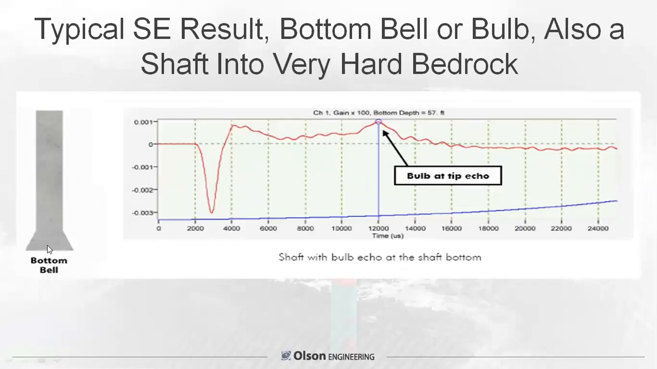So we know how deep our bottom is here. When you have a bottom bell or the situation of a shaft set into a hard rock, you get an upward break at the tip instead of a downward break. So this is what a bulb or a hard rock or a bell at the tip of a shaft would look like. This is a 57-foot shaft with a bell at the bottom.